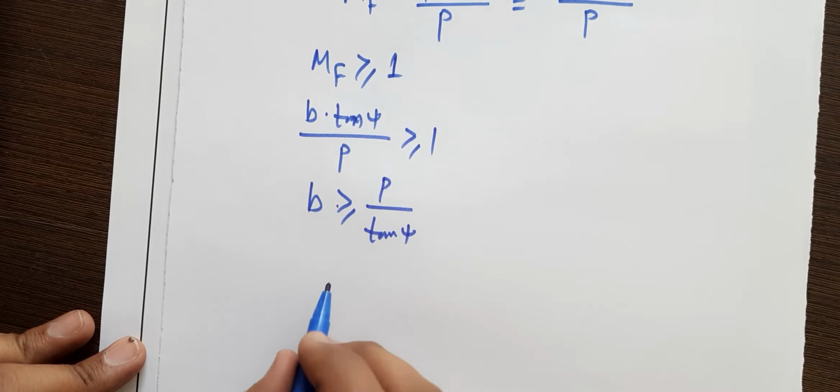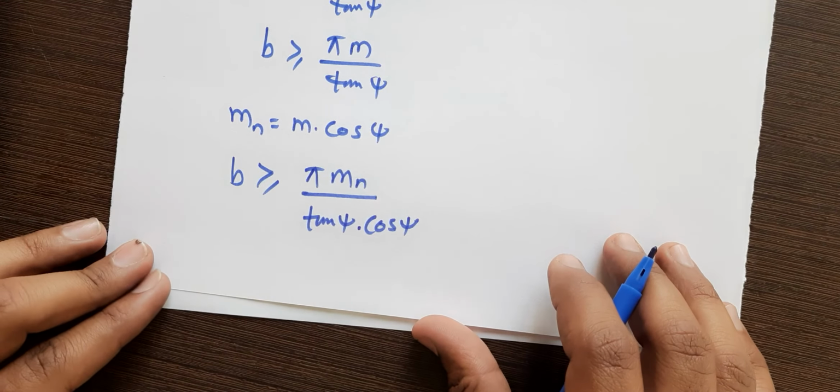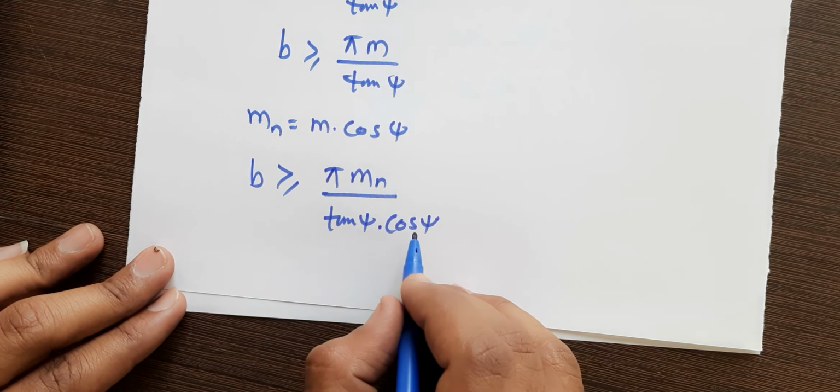Now we have Mn is equal to M into cos of psi. So if you substitute this value in the above equation, B should be greater than or equal to pi Mn divided by tan psi into cos psi. Then tan psi into cos psi, tan is nothing but sin by cos, cos will get cancelled, and you will get here sin psi only. So your B should be greater than or equal to pi Mn divided by sin psi. So this is the relation.